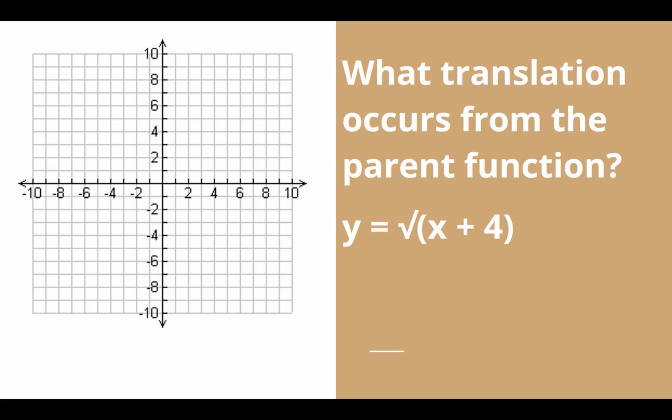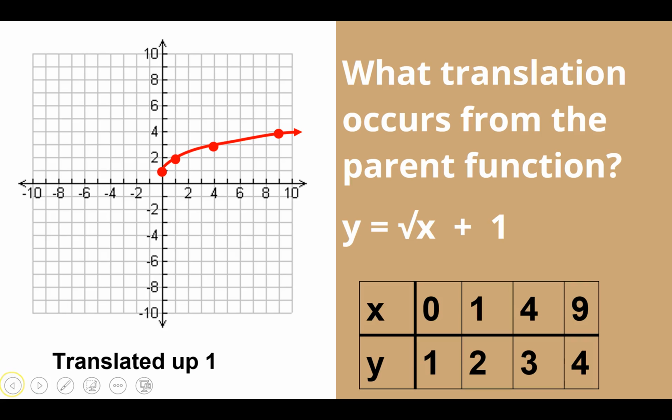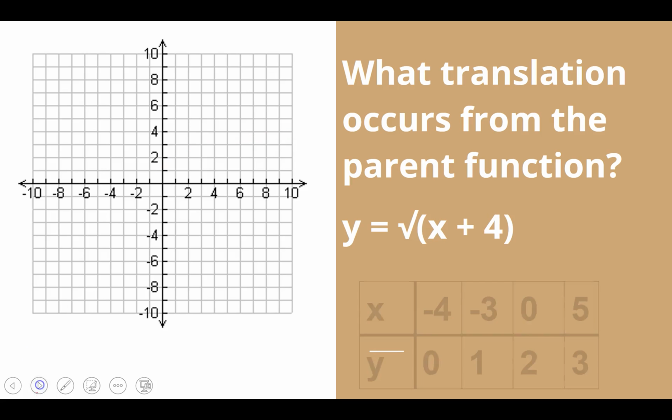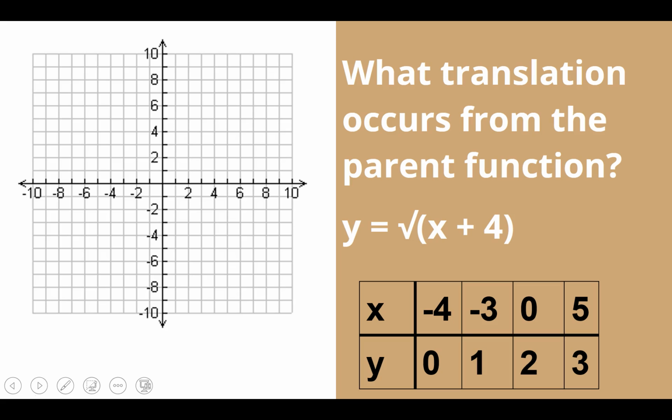So that means my x's get moved to the left 4, so you're actually subtracting 4. It went the wrong way. There we go. And then it looks like that. So our y's didn't change. Since we're moving to the left 4, you actually subtract 4 from your x if you're doing your table.